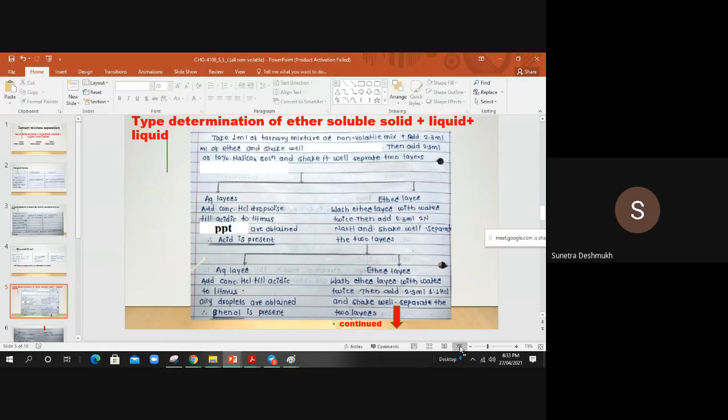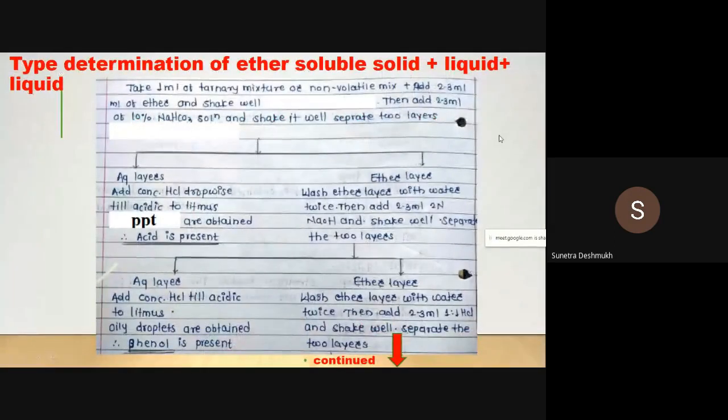Okay, so type determination of ether soluble solid, liquid, and liquid mixture. We will take a small amount of the mixture in a separating funnel, and we will add 2 to 3 ml of ether to it. We will shake it properly to dissolve all three components in the ether. And now, first of all, we will check whether our mixture contains an acidic group or not.